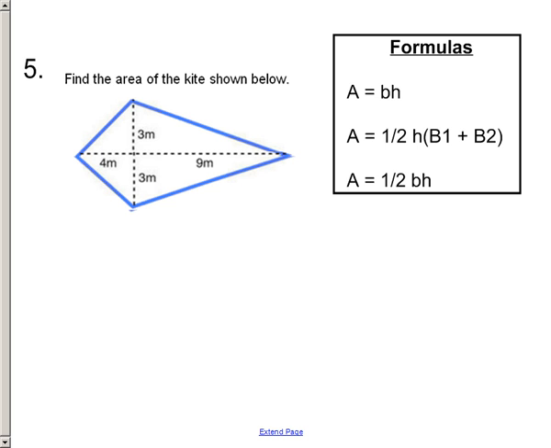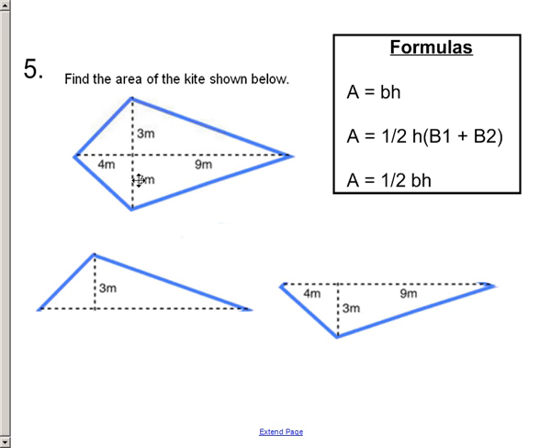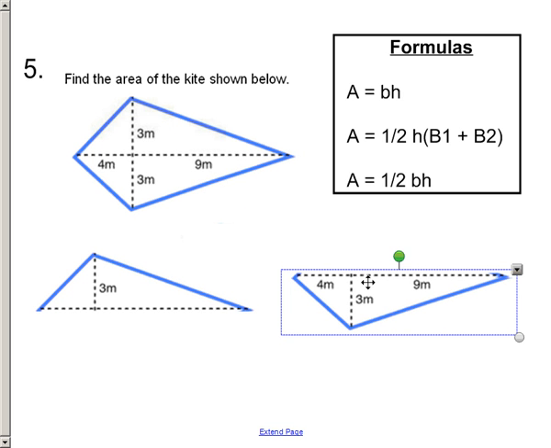So what I'm actually going to do is I'm going to recognize that this is two congruent triangles. So I'm going to break these two triangles apart first and see that here the top is one triangle and the bottom is one triangle. And they are congruent, they are the same. So if I can find the area for one of them, then I can simply multiply that by 2.